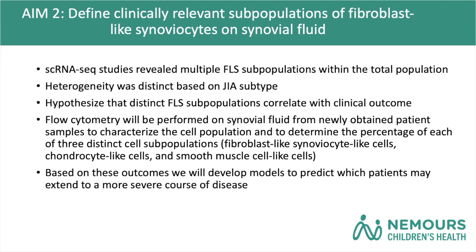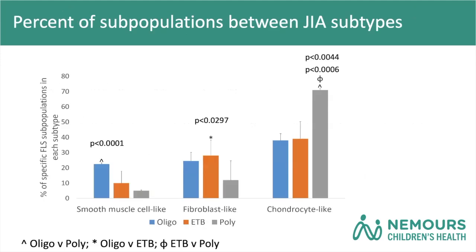Next slide, please. So taking these 3 subpopulations that we talked about, we calculated the percentages of cell types within each subtype of JIA based on the total number of cells and determined statistical differences between them. Each bar represents the cell type percentages. The blue bar designates the oligoarticular, the orange is the extended-to-be, and the gray is the polyarticular.